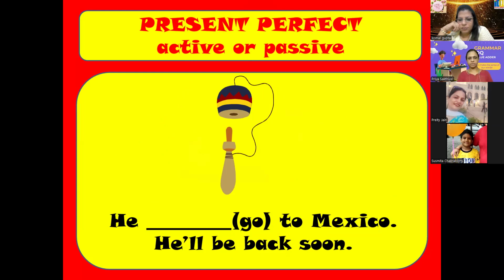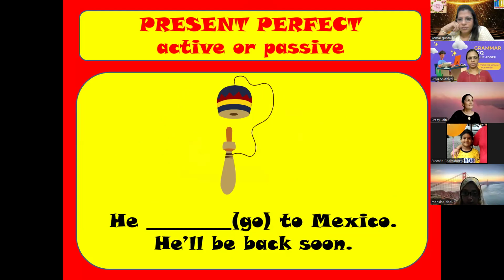He go to Mexico. He'll be back soon. He is going to Mexico. He will be back soon. Priya, what is the tense? Present perfect. Okay, sorry. He has gone to Mexico. He will be back soon. Very good. He has gone. You can also write in this form. He has gone to Mexico. He will be back soon. Active voice.